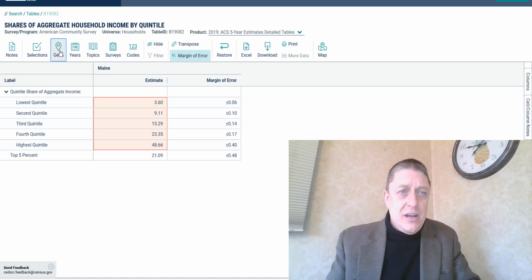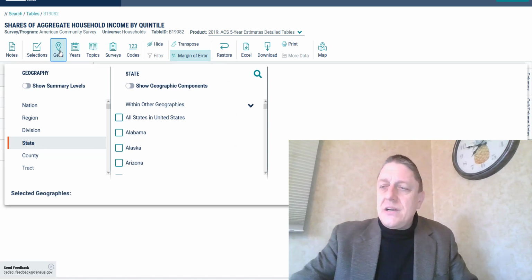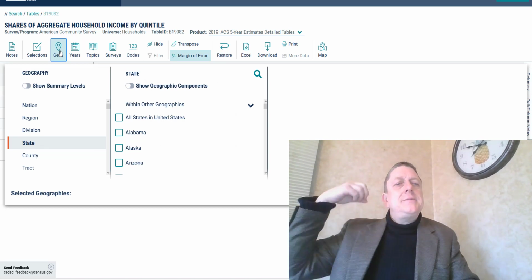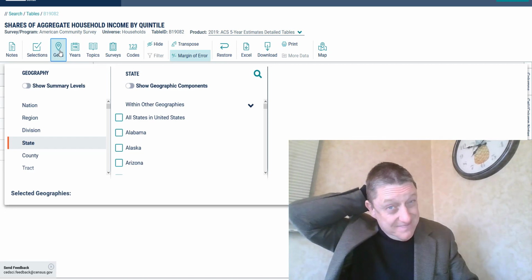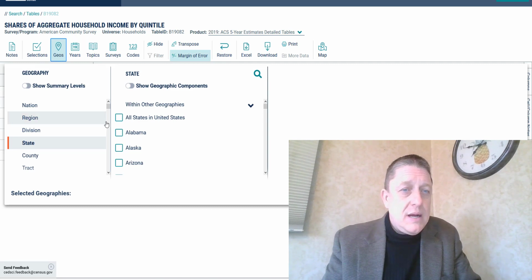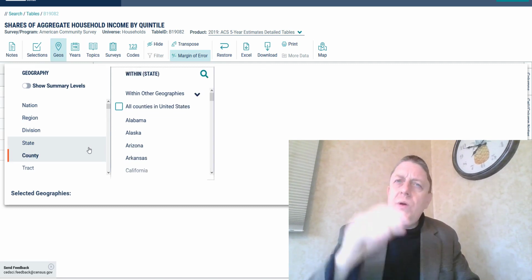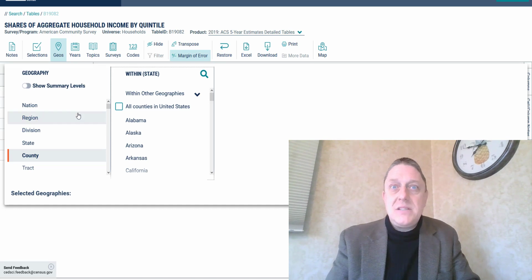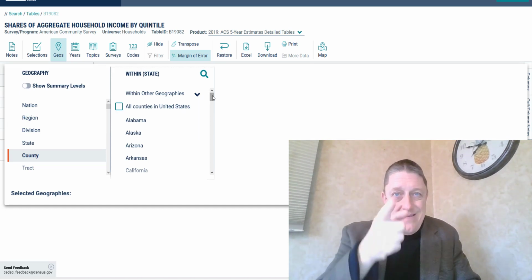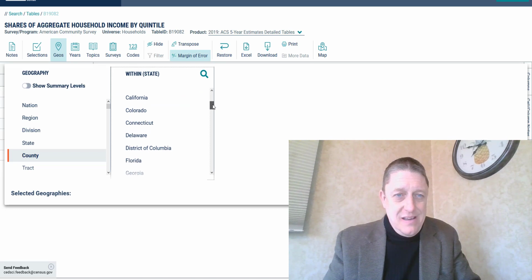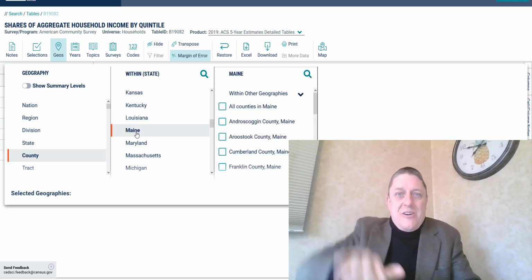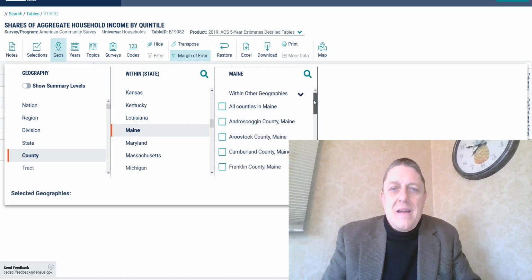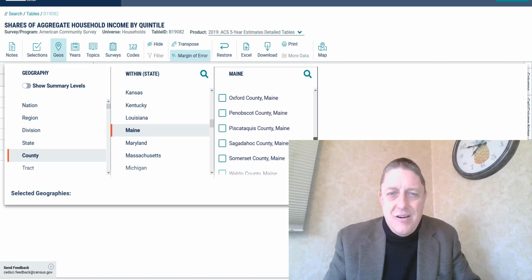And then I'm going to head to Geos, and I'm going to want to look for some level of geography that is below the state level. Okay, so I could select county, and we know there are 16 counties within the state of Maine. Props to you if you can pronounce them all correctly. I'm not sure I can. And then we would find the state of Maine, and then it's going to give us another selection. Okay, and here they are.